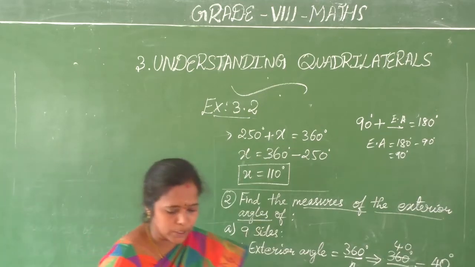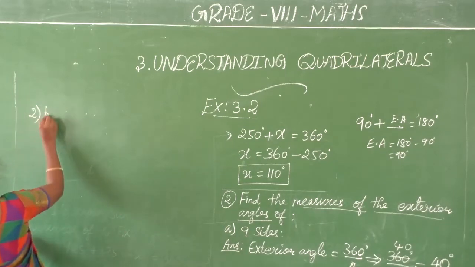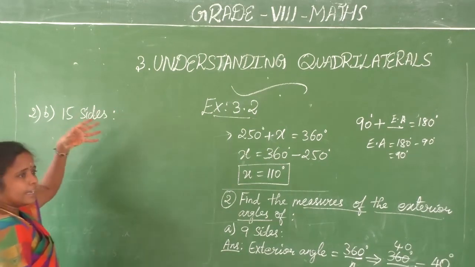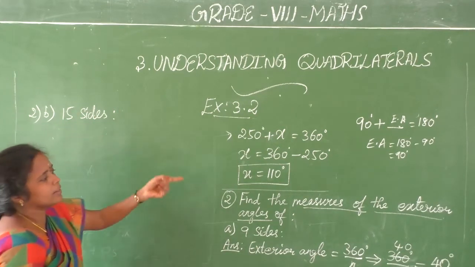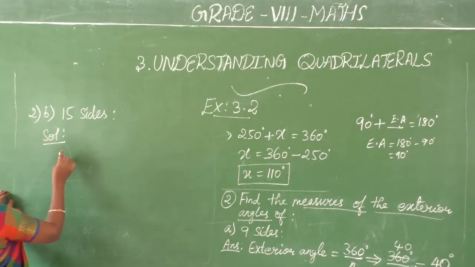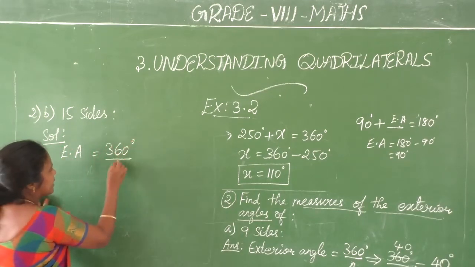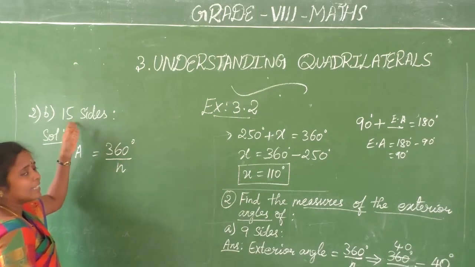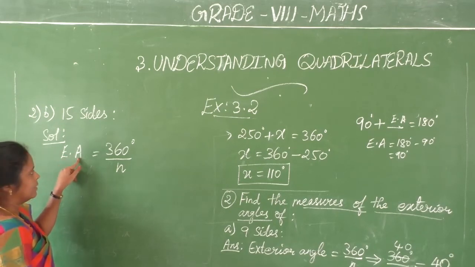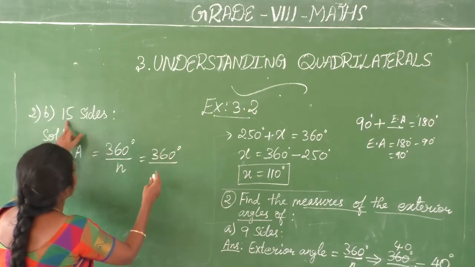See, in this one more question is given. 15 sides. Second Roman B question. 15 sides is mentioned in the question. A 15-sided regular polygon is given. For that we have to find the exterior angle. How do you find it? Using the same formula. Exterior angle is equal to 360 degree by N. What is N here? N stands for the number of sides of the polygon. Clear? So 360 degree by N. The given N value is 15.